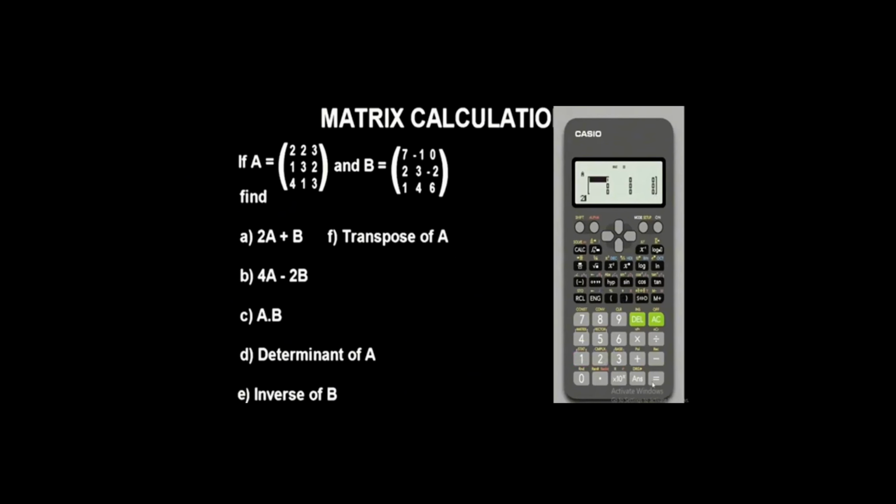Okay, so let's input the values for mat A. We have 2, enter. Press 2 again, enter. We have 3. Alright. Then the second row, 1, 3, and 2. The last row we have 4, 1, and 3. So that's it, guys. Now as you're entering these values, they are being stored on the calculator automatically. So let's remove this now and go back to the place where we're going to input the values for mat B.